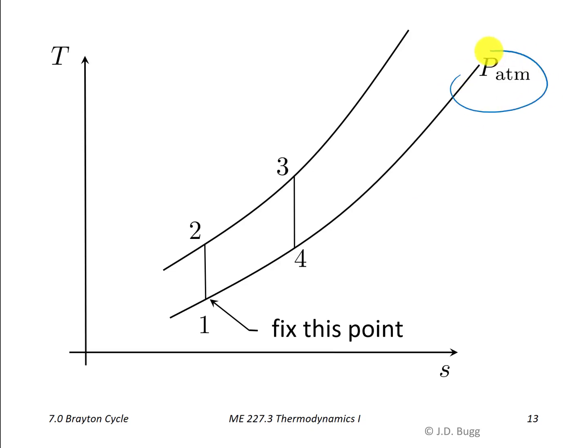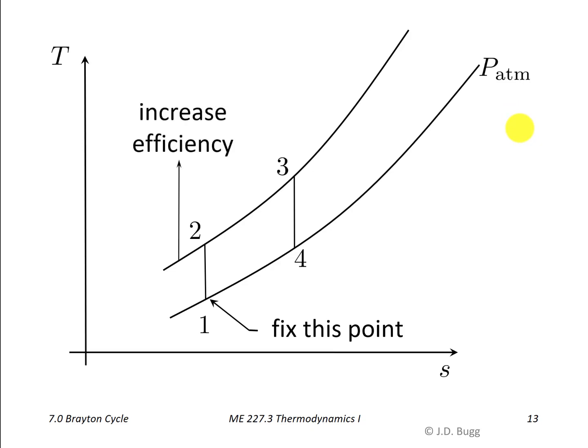Well, P atmosphere is fixed, so we can't increase the efficiency by dropping that P atmosphere down. We don't have control over that. So the only thing we can do to increase the efficiency is increase that pressure. So we want to take the high pressure and make it as large as possible to increase the efficiency.